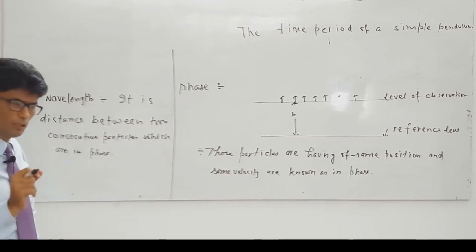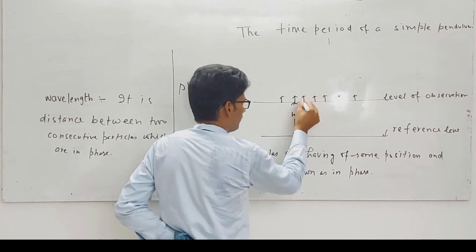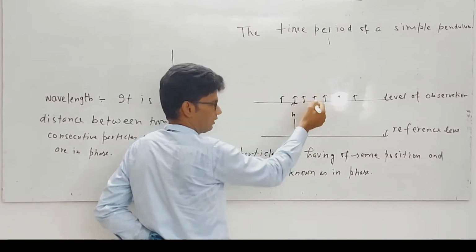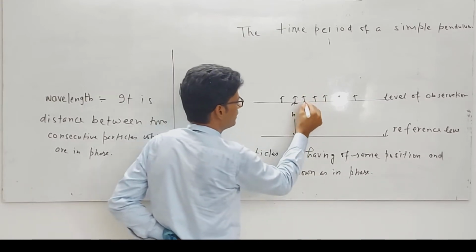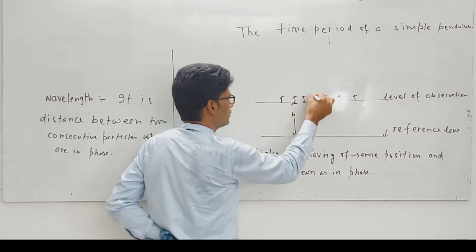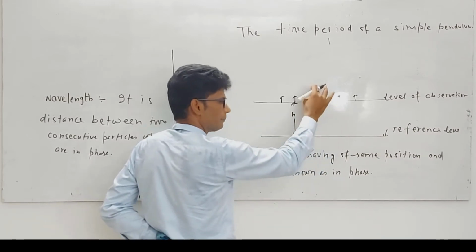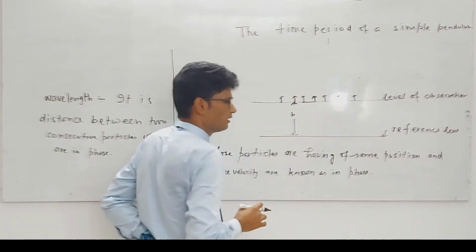So two consecutive particles. Look at here. If you take this particle, its position is h, it is going up, and the next one. Consecutive means just the next one. The next one is here. So this particle is again at height h and just going up. So now we call these two particles in phase.